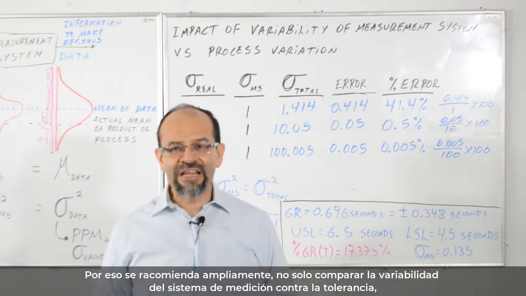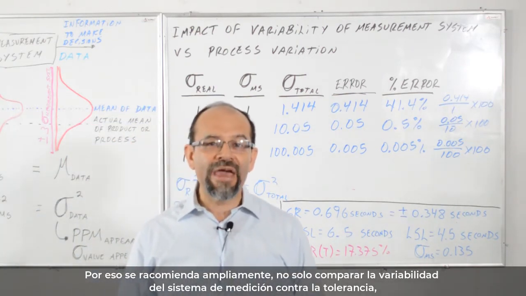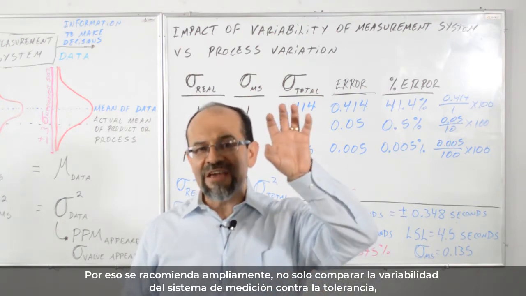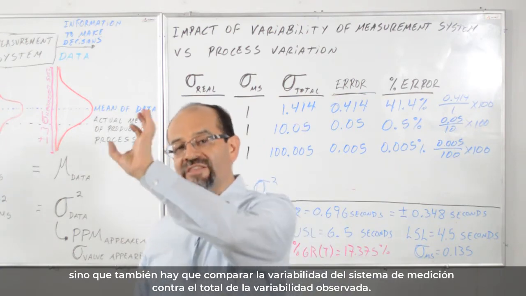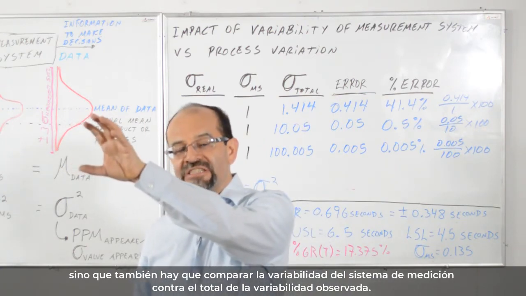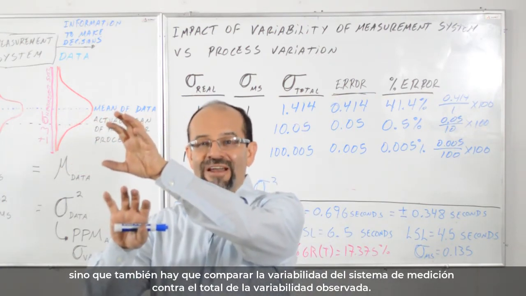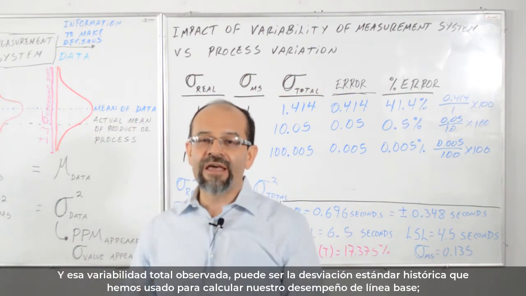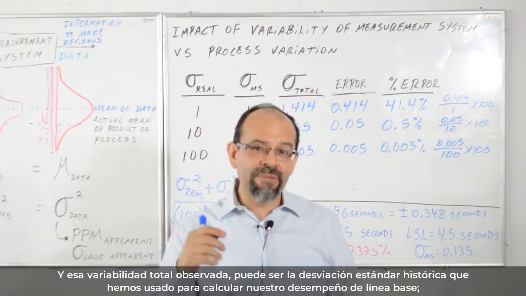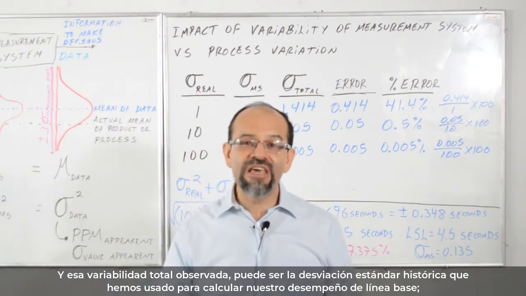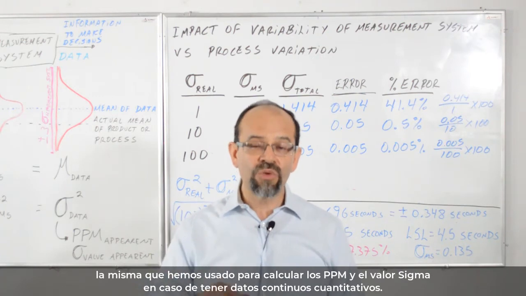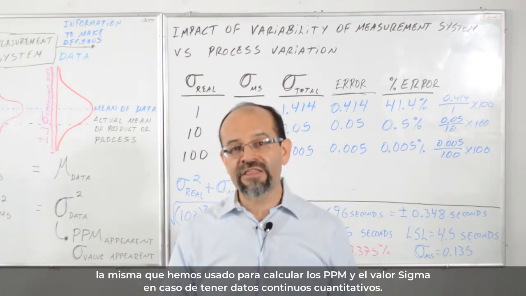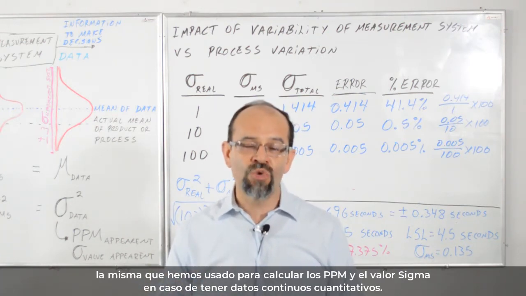Then that's why it is highly recommended not to compare just the total variability of the measurement system against tolerance, but also compare the total variability of the measurement system against the total variability observed. And that total variability observed can be the historical standard deviation that we have used to calculate our baseline performance, the one that we used to calculate our PPMs and our sigma value for continuous quantitative data.